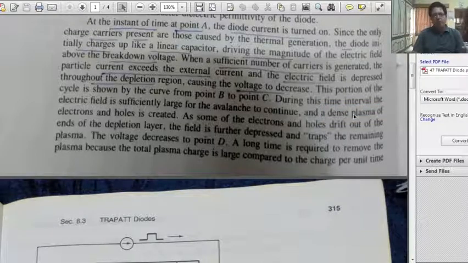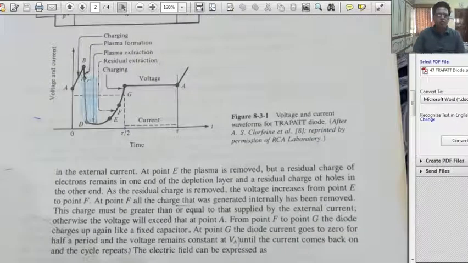What happens from B to C? A dense plasma of electrons and holes is created, and as some of the electrons and holes drift out the ends of the depletion layer, the field is further depressed and traps the remaining plasma. The voltage decreases to point D.